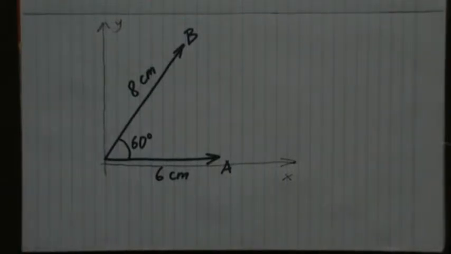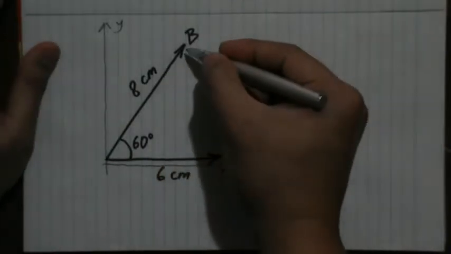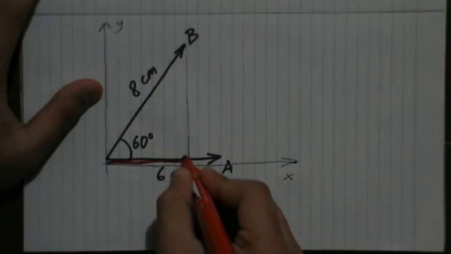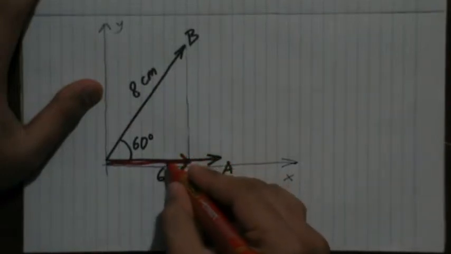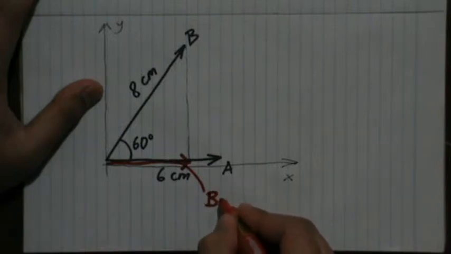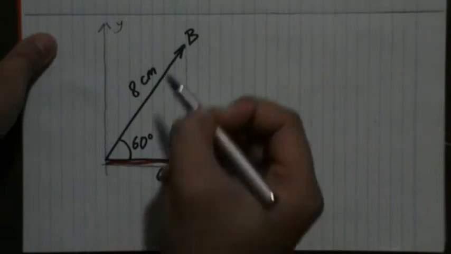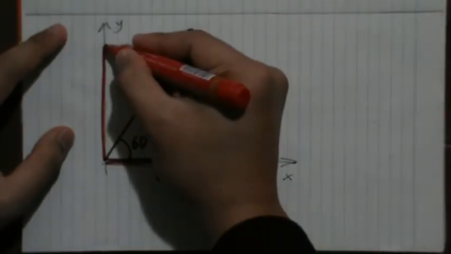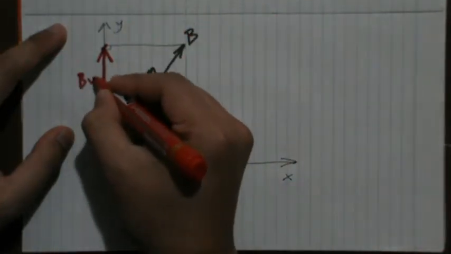Now we see that there's still one vector here that is not sitting at the axis, and we can see that the vector b here has a component in the x-axis, this one, and let's call this bx, and also the vector b here has a component at the y-axis. This is by.